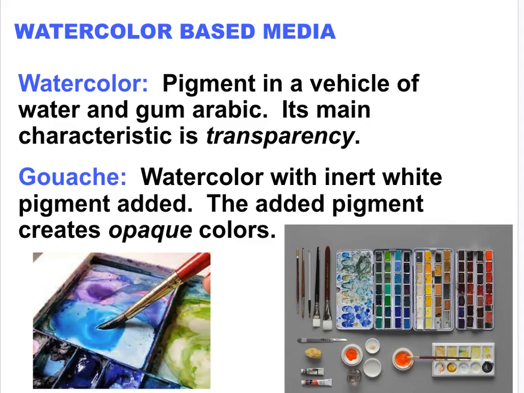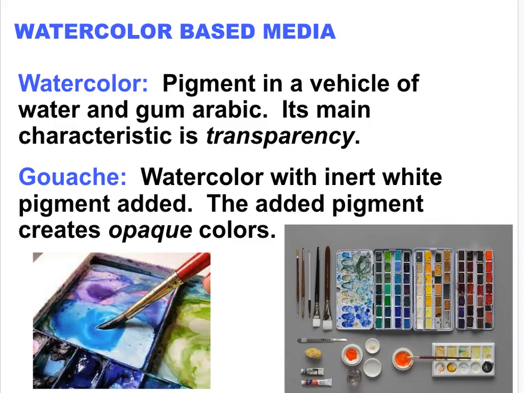And watercolor is, just like all things, pigment, the pigment powder, in a vehicle, and the vehicle with watercolor is going to be water and gum arabic. So really the gum arabic is the binder. That's the thing that holds the paint together. And it's made from tree sap. And its main characteristic is transparency.